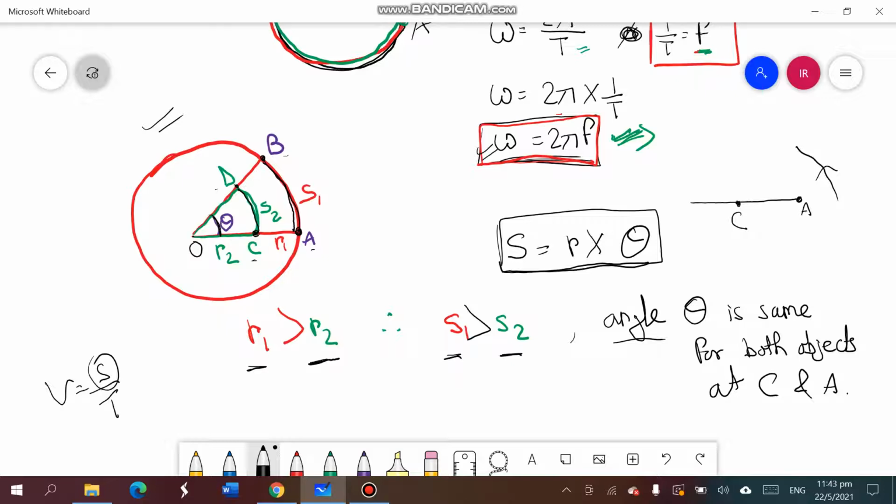Now the next thing comes: how much time did they take? Let's say the time taken for the object to move from A to B was 2 seconds.